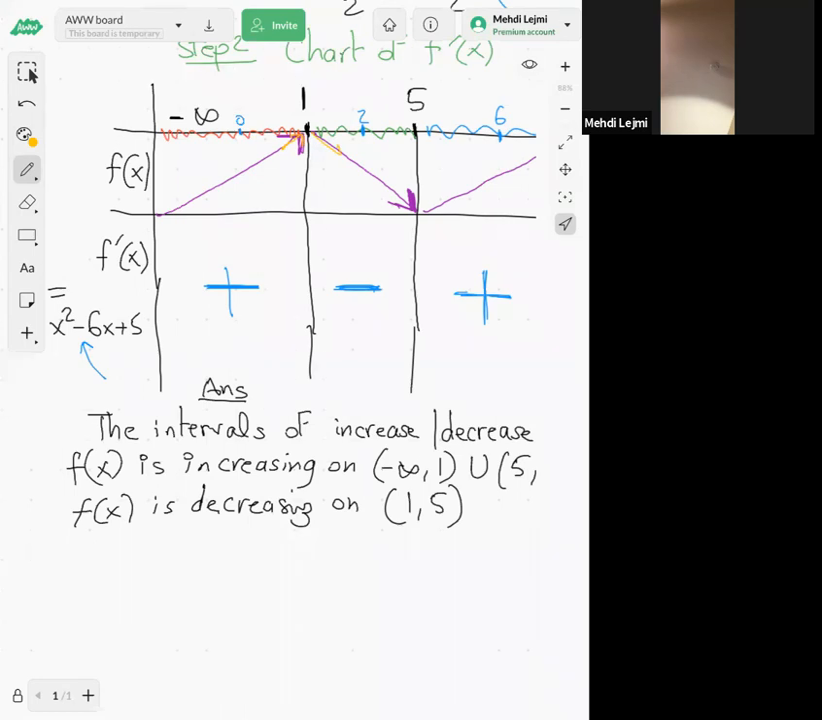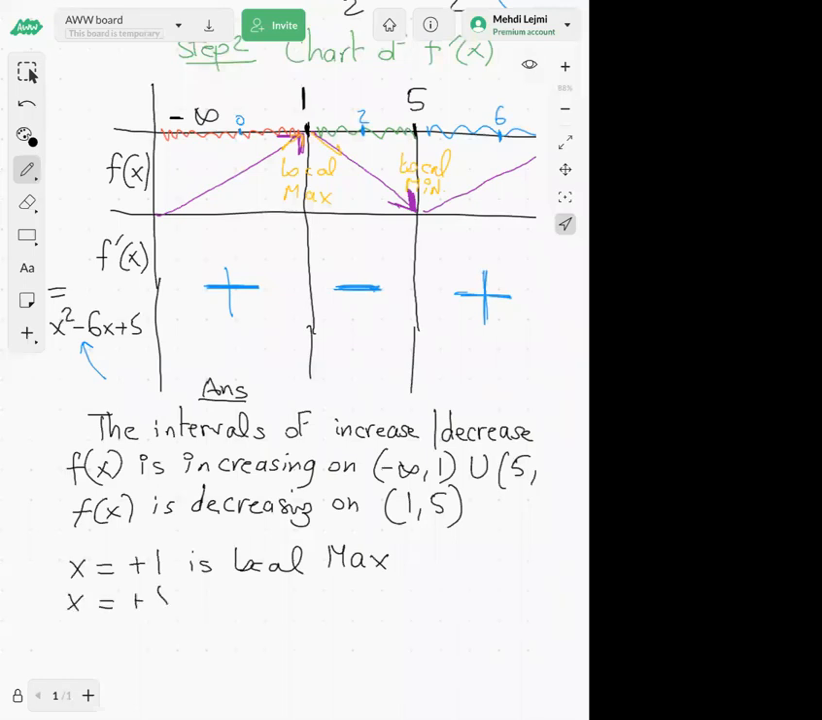So positive 1 would be a local maximum, right? And positive 5, well, the function is decreasing and then it increases just after positive 5. So positive 5 is going to be a local minimum, right? So x equals positive 1 is a local maximum, and x equals positive 5 is a local minimum.